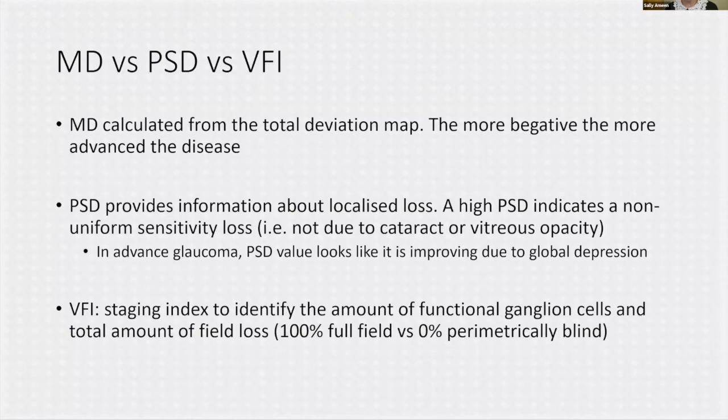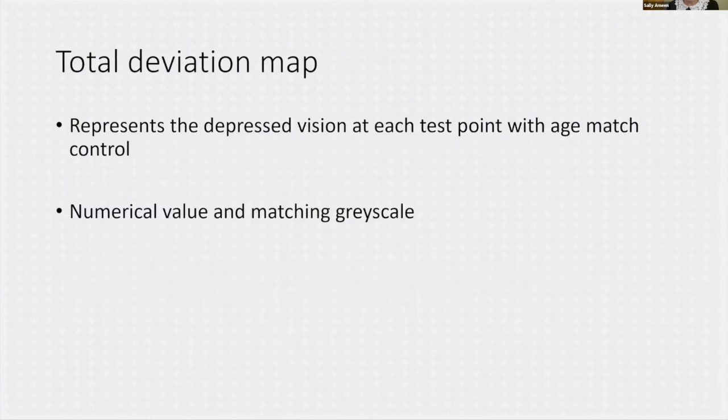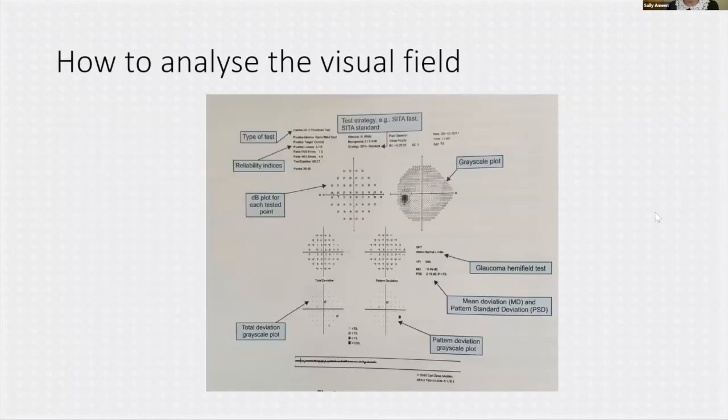100% is a full visual field, and 0 essentially is perimetrically blind. So these are, to go back to our original chart, the values here. So that's the VFI there, the mean deviation, and the pattern standard deviation.